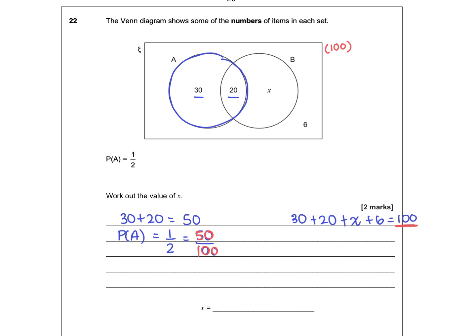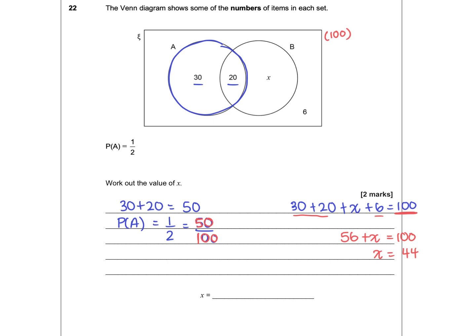Okay, and then combining things together, we have 50 plus 6. So 56 plus x is equal to 100. And then we can just figure out what number is left over there. We're just subtracting 56, which gives us 44. So x is equal to 44.